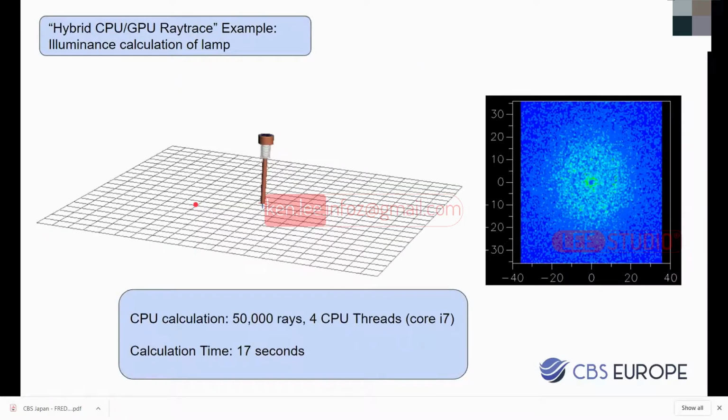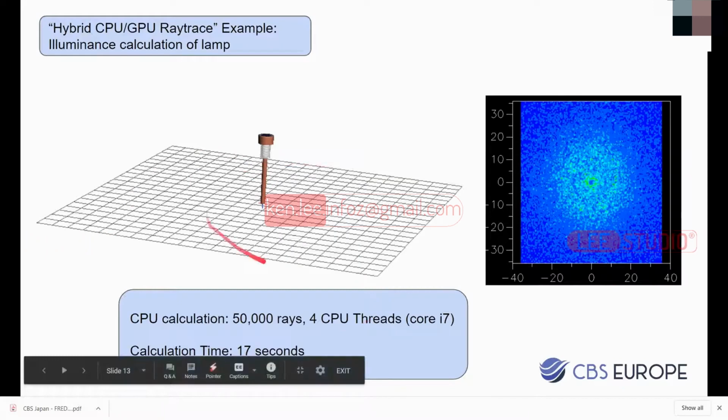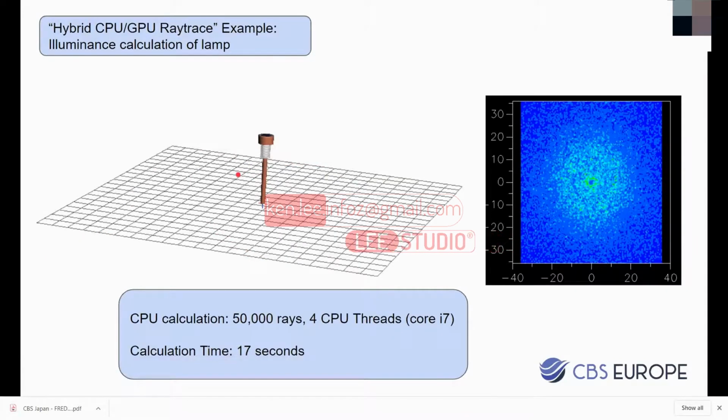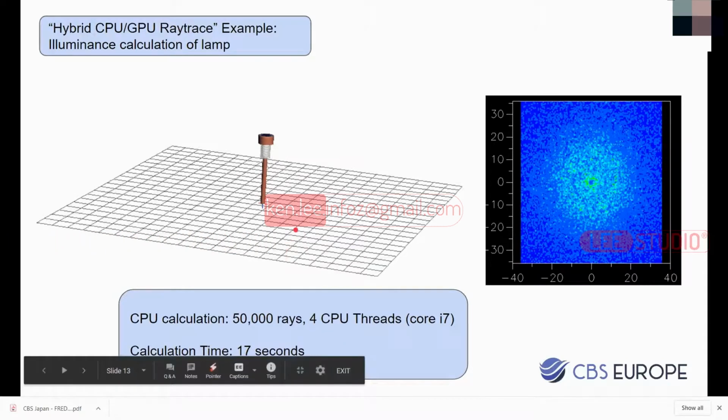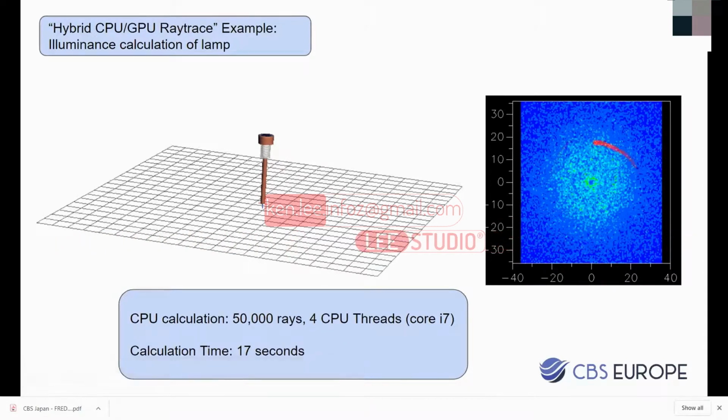And then another example before I do this live in FRED is the hybrid example. So here we have a simple illumination application. We have a lawn lamp, and we want to calculate the illumination profile on the ground below. So, for example, if we do the CPU calculation with just 50,000 rays, it only takes 20 seconds, quick and easy. But you can see here that the illumination profile, this is the illuminance calculation, there's not enough data, is there? So you might look at that and say, oh, I need to increase the number of rays by a factor of 100. I need to trace 5 million rays instead.